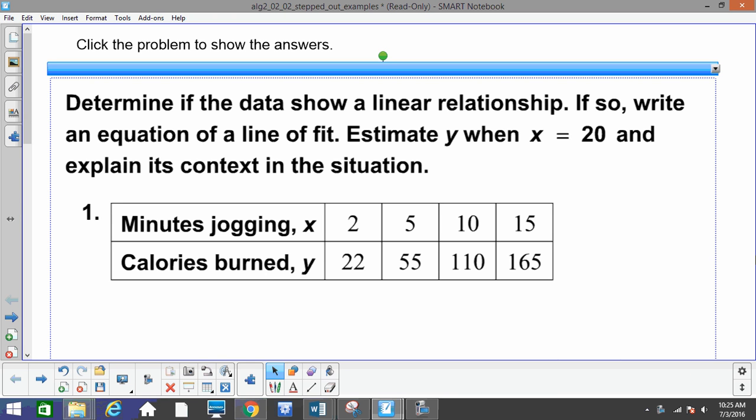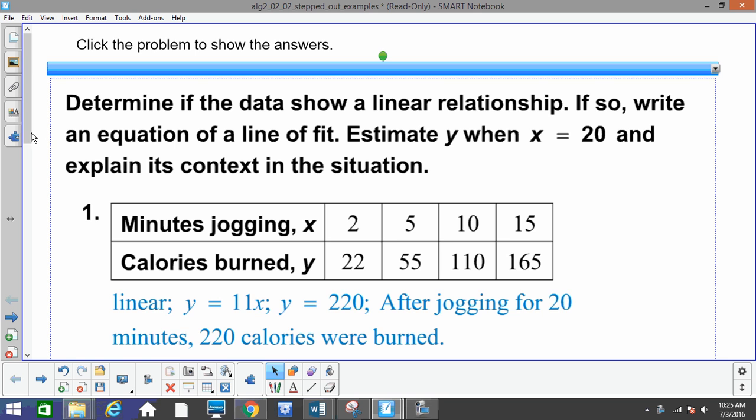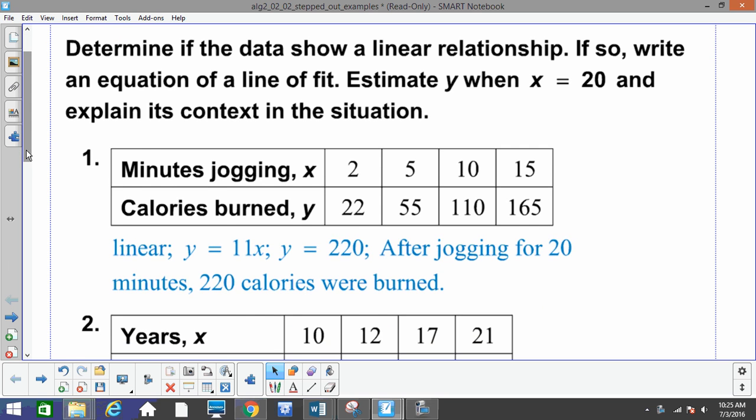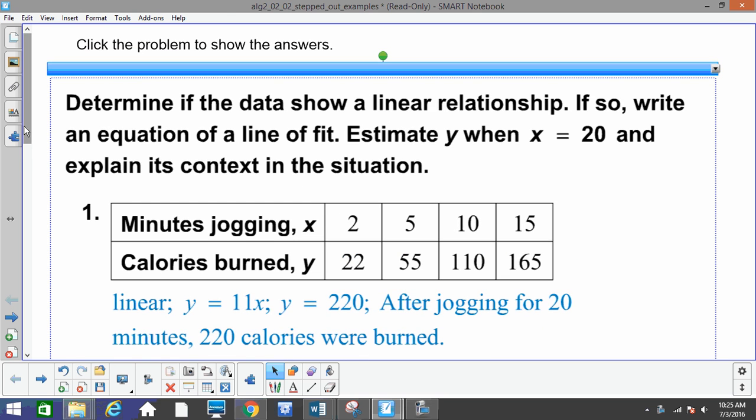All right, this first problem is actually your problem of the day. You had to determine if it shows a linear relationship. If so, write an equation, and then estimate y when x equals 20. Well, I would probably start off by actually graphing that. And it is linear. The equation would be y equals 11x. So after 20 minutes, it would be 220. Y would equal 220.